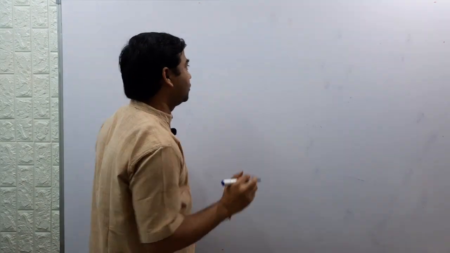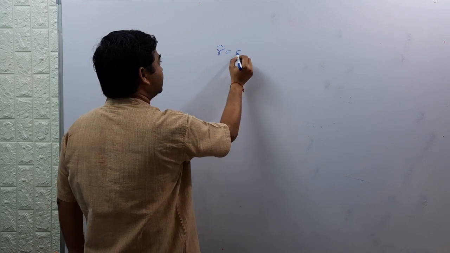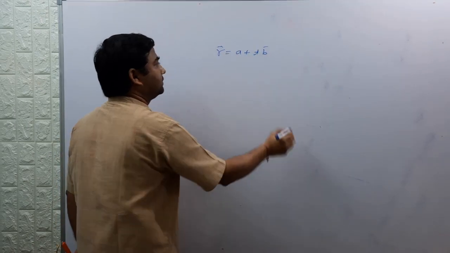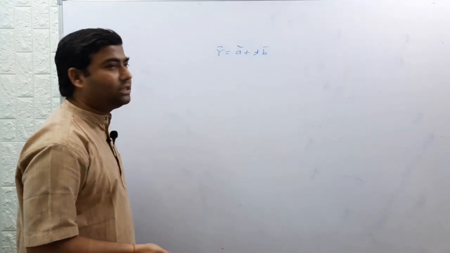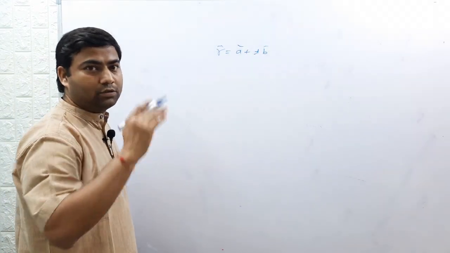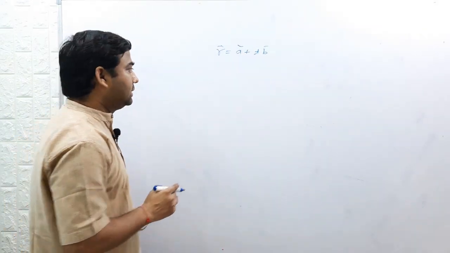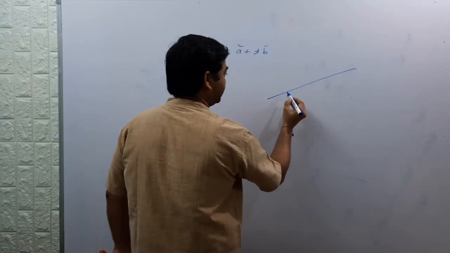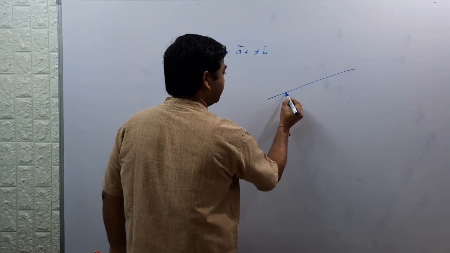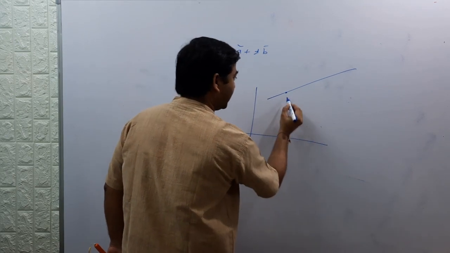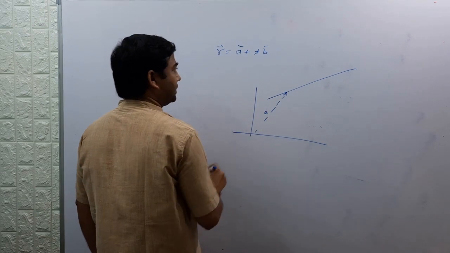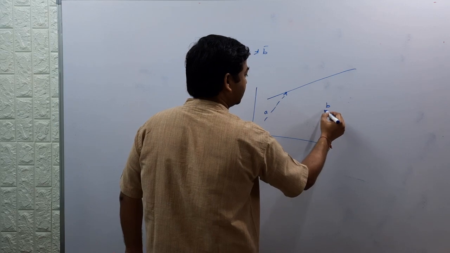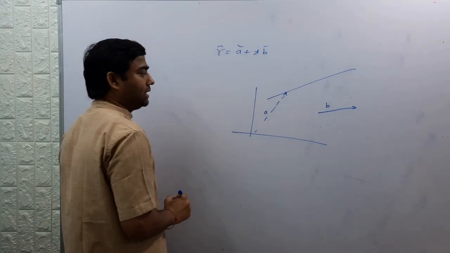Similarly, distance of a point from a line. Let a line be represented as a plus t b. Here vector b is parallel to the line and a is the position vector of a point through which the line passes. So this is the line. This is the point for the line whose position vector is a, and this is vector b which is parallel to the line.